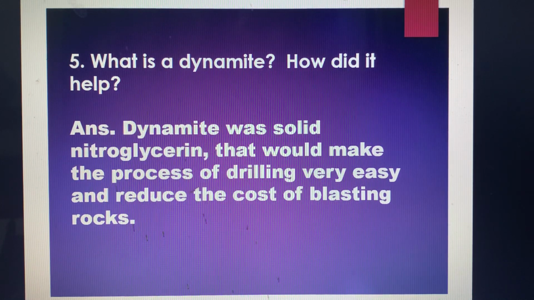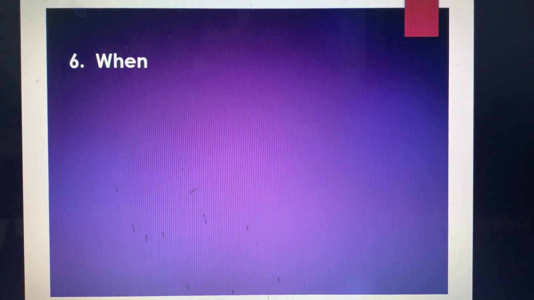rocks. So at last, this was given on the last page, on page number 333, that dynamite was a solid glycerin that would make the process of drilling very easy. Drilling करते हैं ना, जो छेद करते हैं किसी में भी, reduce the cost of blasting rocks also. Fine.